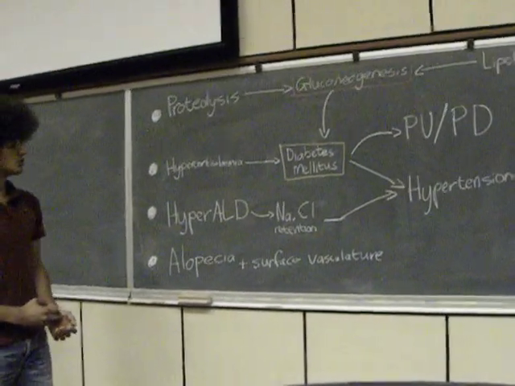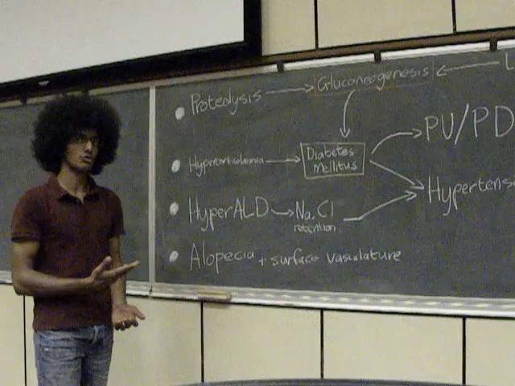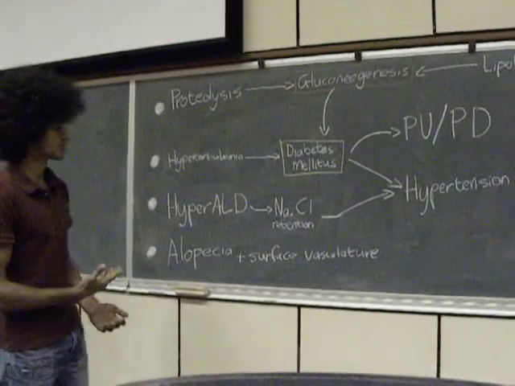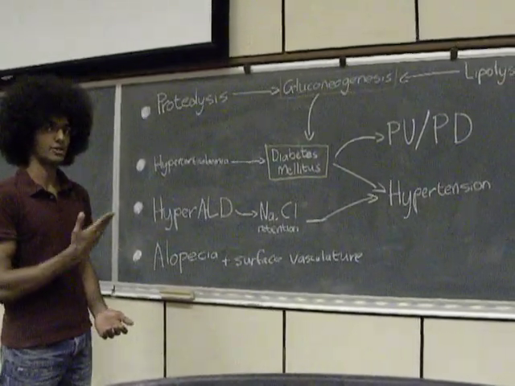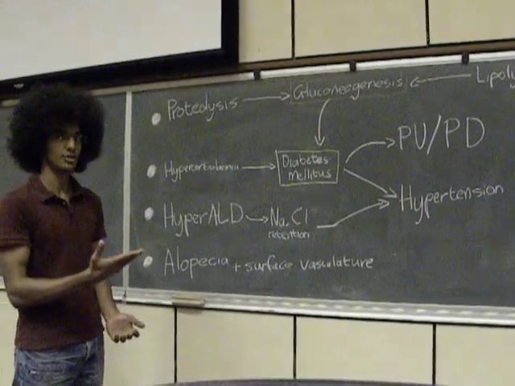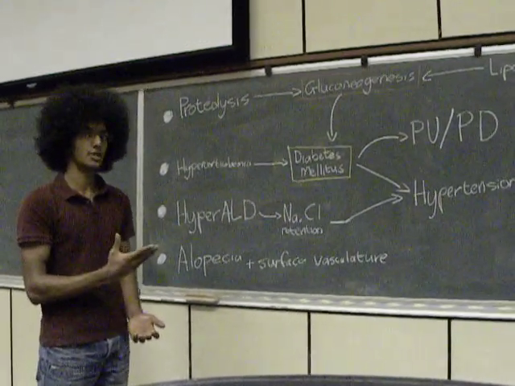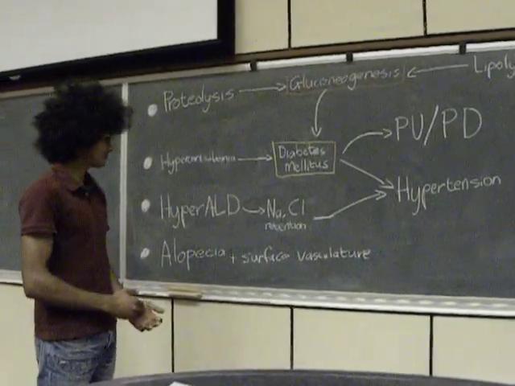Then, in addition to your hypercortisolemia, you're also going to have a lot of aldosterone in the bloodstream. This is going to result in sodium and chloride retention. And when you have sodium retention and chloride retention, you're also going to have water retention in your kidneys, and that's going to also lead to hypertension.